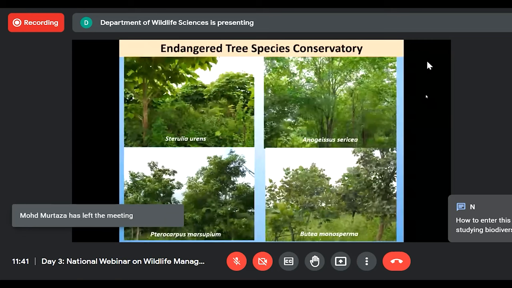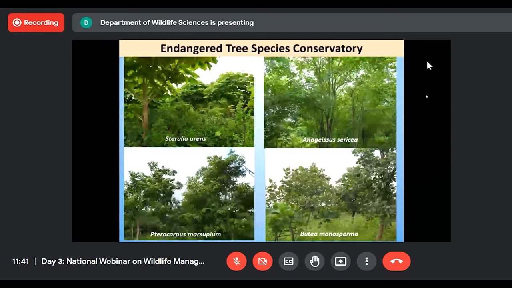Then there is the conservatory of endangered tree species, because we have to show people what kind of forest we have and what it provides. We selected some 20 endangered tree species of the Aravalli, such as Sterculia, Anogeissus, Pterocarpus, and Butea monosperma. These are all given as a showcase to show people the wilderness inside, in the form of communities. Next, please.